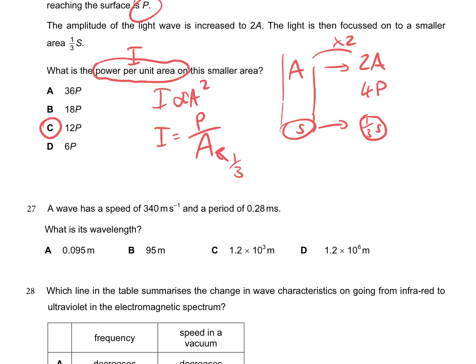So we have a wave of speed 340 and a period of 0.28. I'll just explain how you're going to go over it, and you can do the rest of it. It's pretty simple. You can work out the frequency using 1 over T. Just be careful, it's milli, times 10 to the minus 3. And then you can use lambda equals v over f to get your answer.